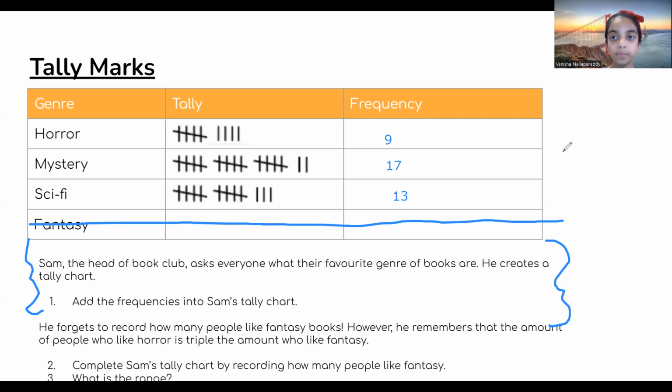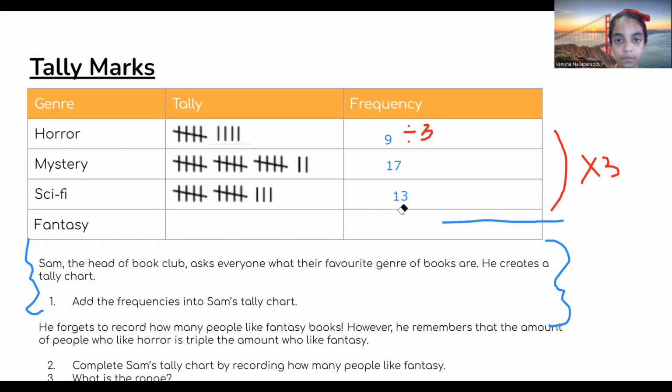So if we multiply the amount of people who like fantasy by 3, we should get 9. So we can do the inverse and we can do 9 divided by 3, which is 3. So only 3 people like fantasy. I'll just erase that there. Now let's check. So I'll do 3 lines. I'll write 3 there. So what's 3 times 3? 9. So we did that right.